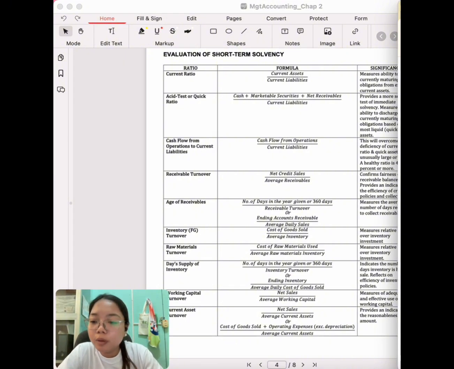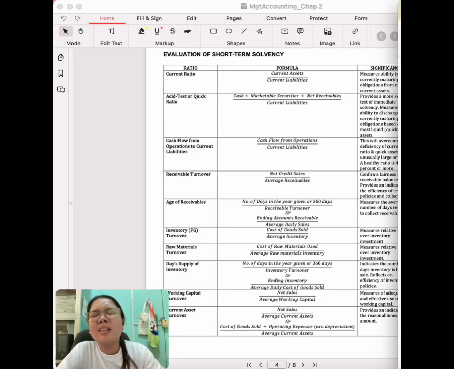So for companies involved in manufacturing naman, we can also analyze raw materials turnover. The formula here is cost of raw materials used divided by average raw materials inventory. So this measures the relative control over investment in raw materials. In simple terms, gaano ka-efficient? How efficiently are we using and replenishing our raw materials? This is especially important for manufacturing companies kasi pag sobrang dami yung raw materials nila that can tie up dun sa kanilang cash, while too little can interrupt production.